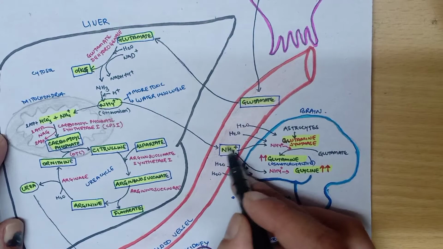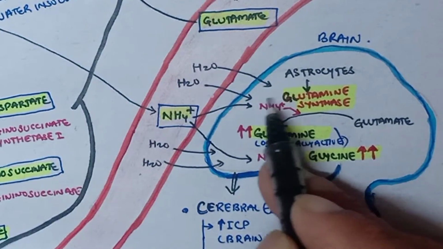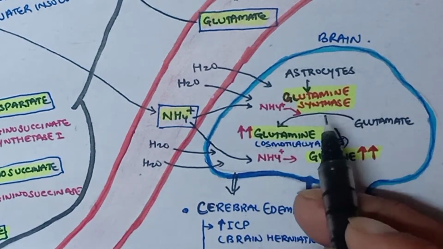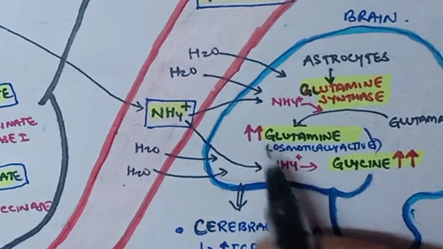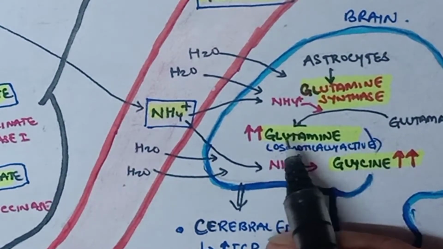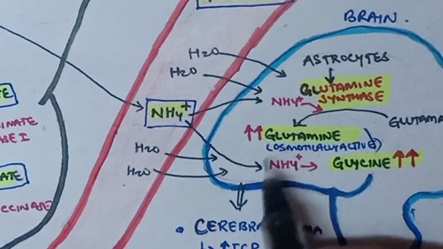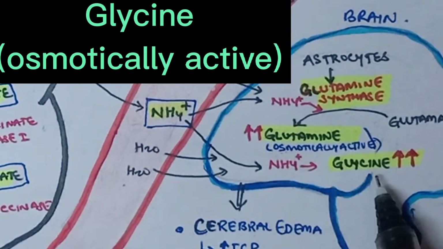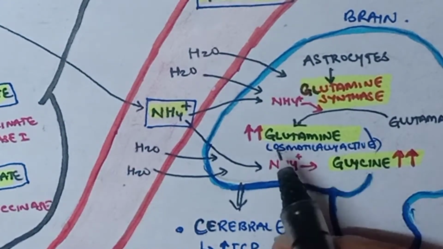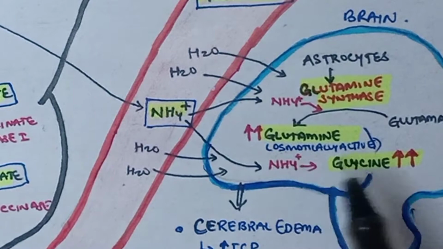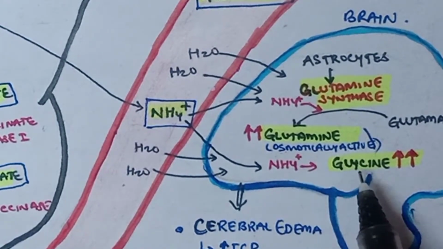This ammonia present in the blood will enter into the brain through cerebral circulation, and this ammonia will stimulate glutamine synthase to produce more glutamine. This glutamine is osmotically active, and at the same time this ammonia will incorporate into the cell to produce more of glycine. So ammonia is producing more of glycine and glutamine. This glycine and glutamine, they both are osmotically active.